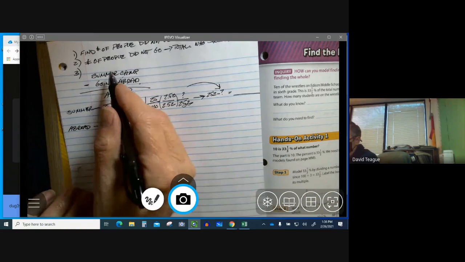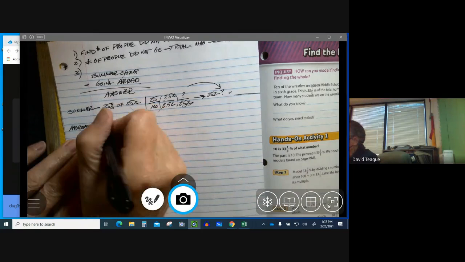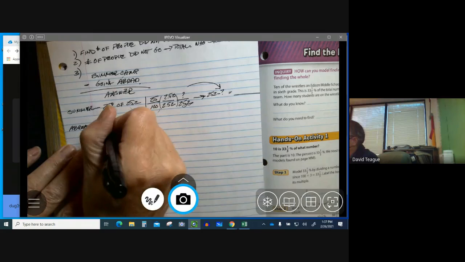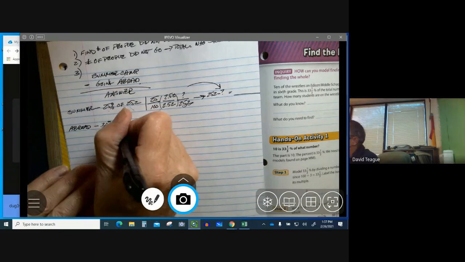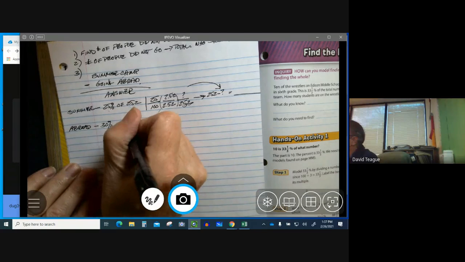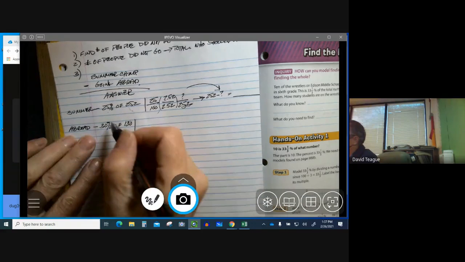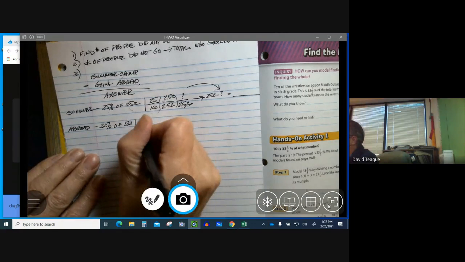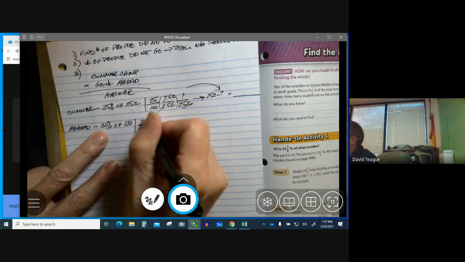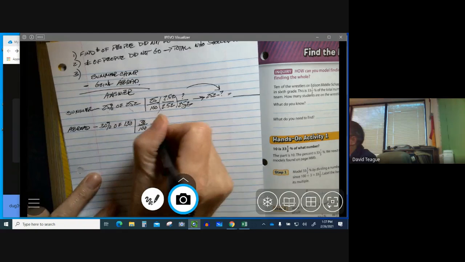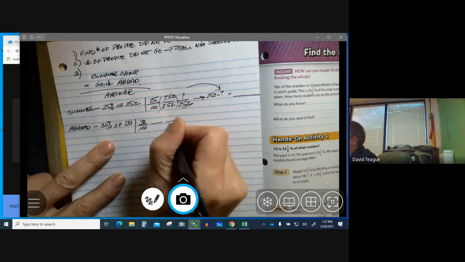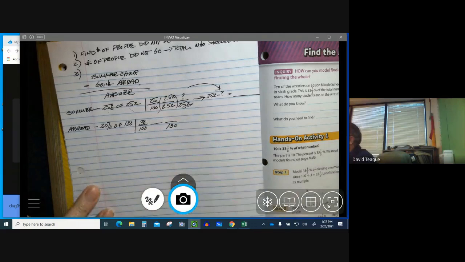Okay, so this is 30%. So 30% of these people didn't go at all. So it's 30% of 180, right? So I'm going to rewrite this as 30 over 100, because 30% is 30 over 100, right? But I want to know what 30% of 180 is.